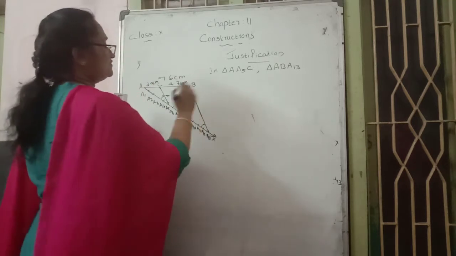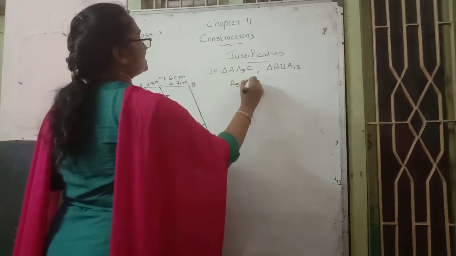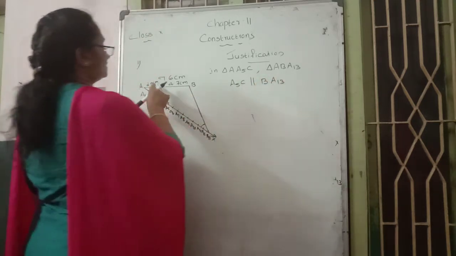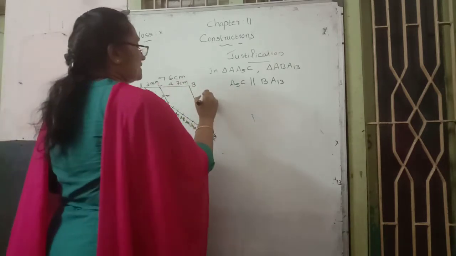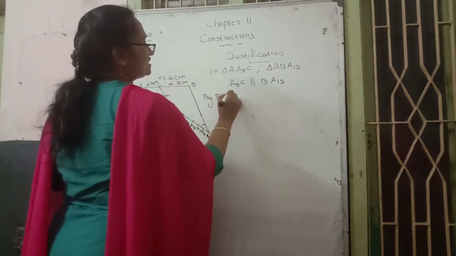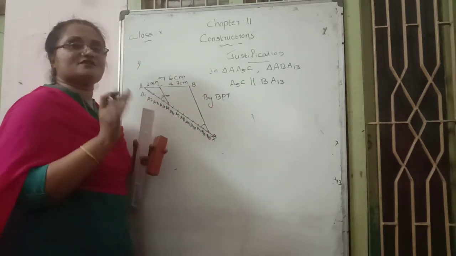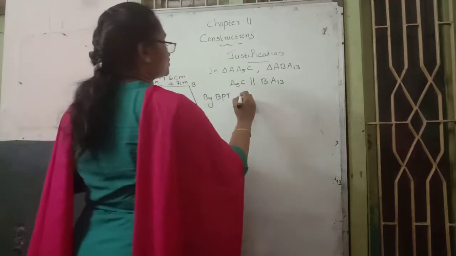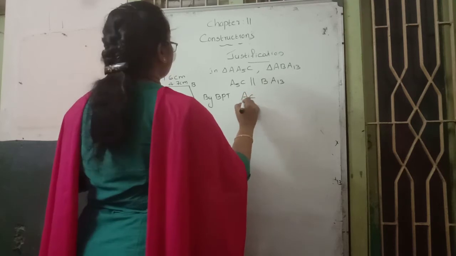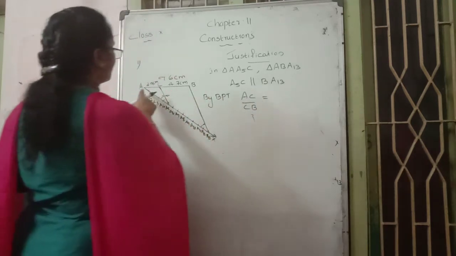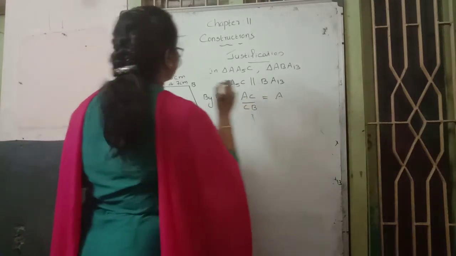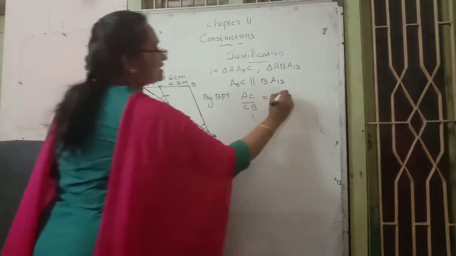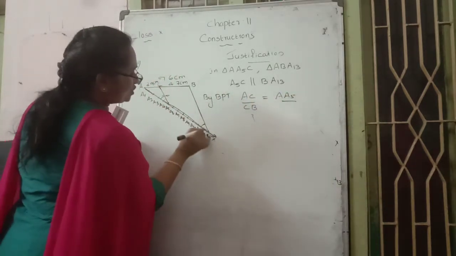That's why, already we said that A5C is parallel to which side? B A30. Already we said that they are parallel. So by the BPT theorem, the basic proportionality theorem, which we will learn in the next chapter, the 6th chapter. Here, how to write ratio-wise: AC by CB is equal to A5 by A13, it divides into equal ratio.